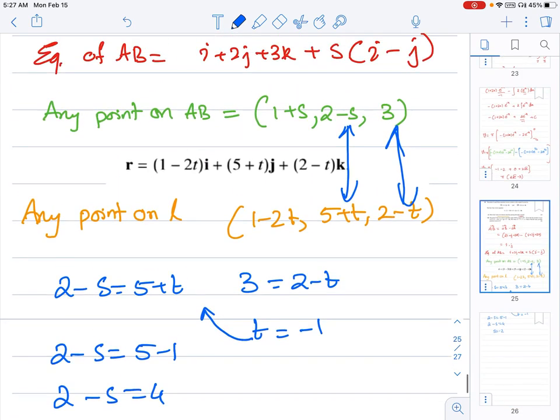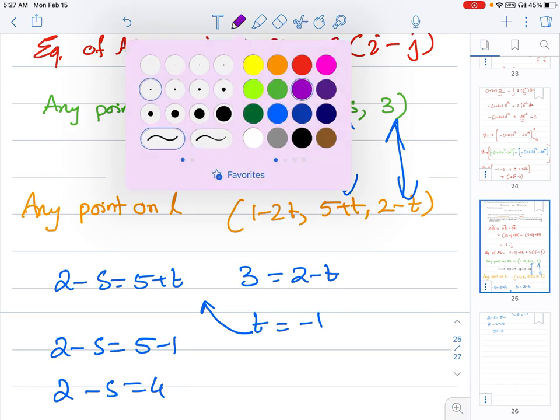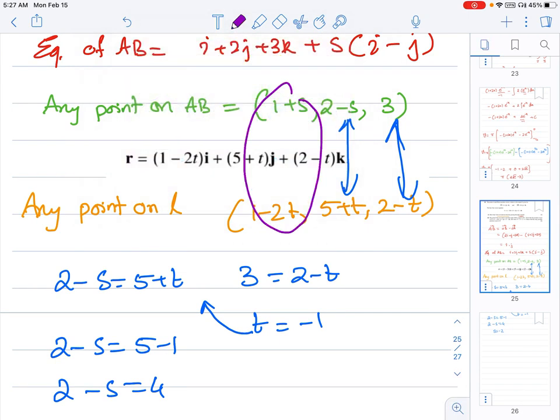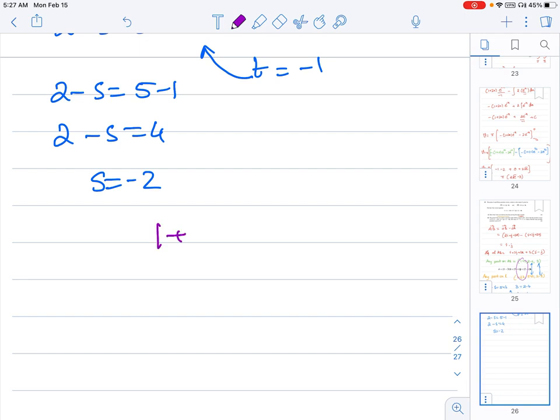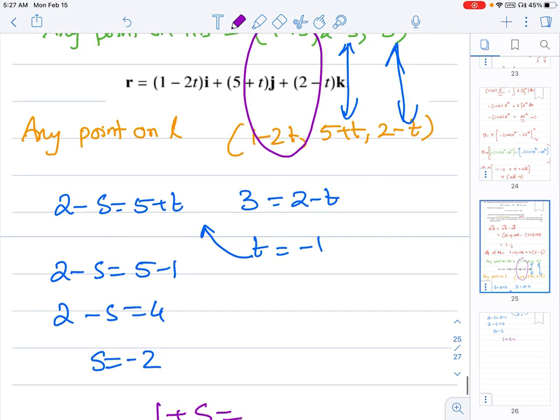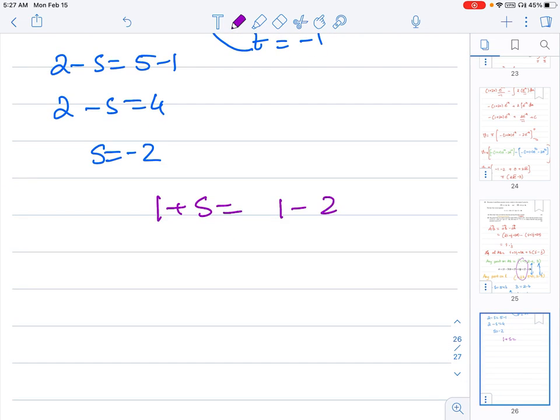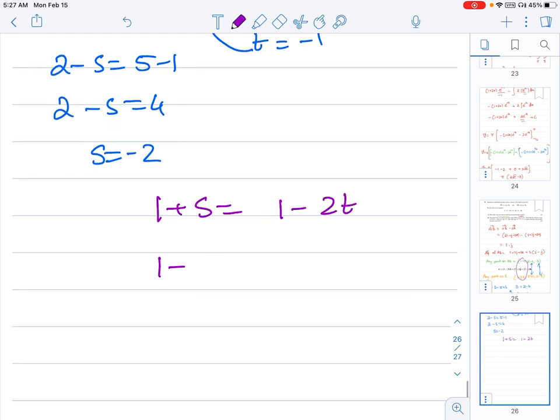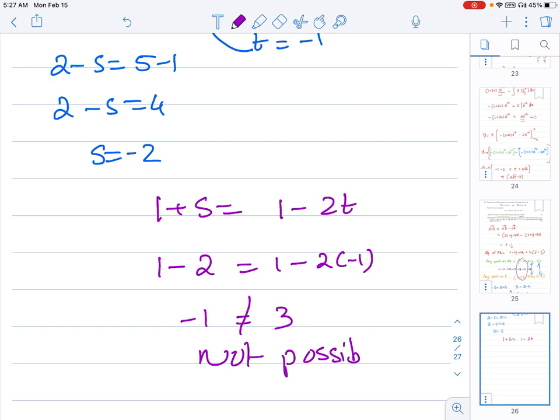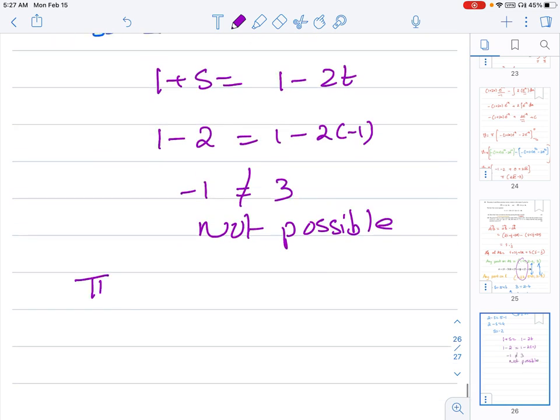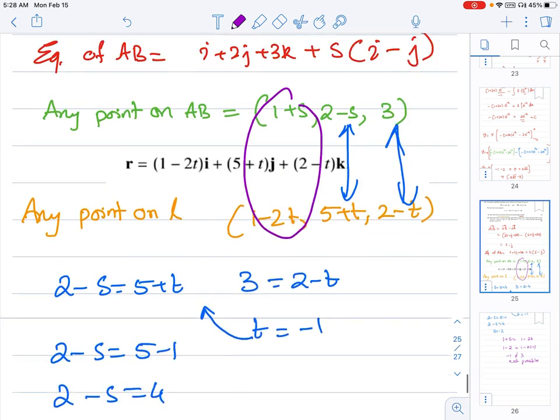So now I am going to take the i coordinates and substitute there. 1 plus s is equal to 1 minus 2t. Substitute the s value -2 and t value -1. -1 is equal to 3, which is not possible. So therefore they do not intersect.